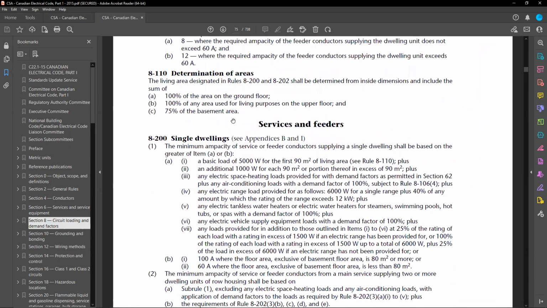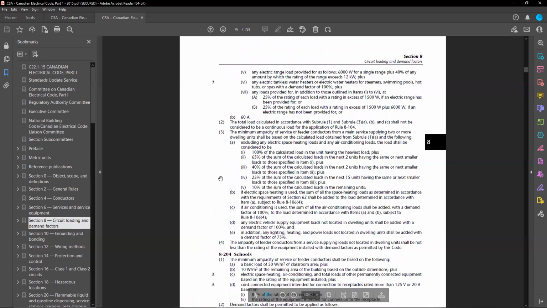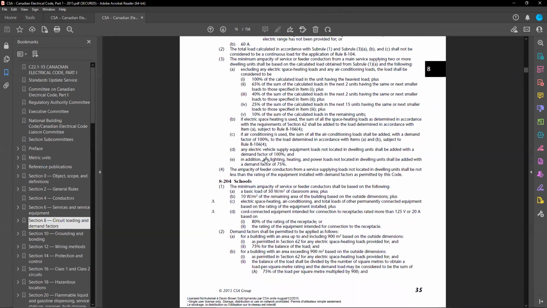Section 8, load calculation, starts from single dwelling. How to calculate a single dwelling, step by step here. Then the next rule: how to calculate an apartment, one apartment, and then how to calculate a whole condo. For load calculation, you see, it goes rule by rule, sub-rule by sub-rule.